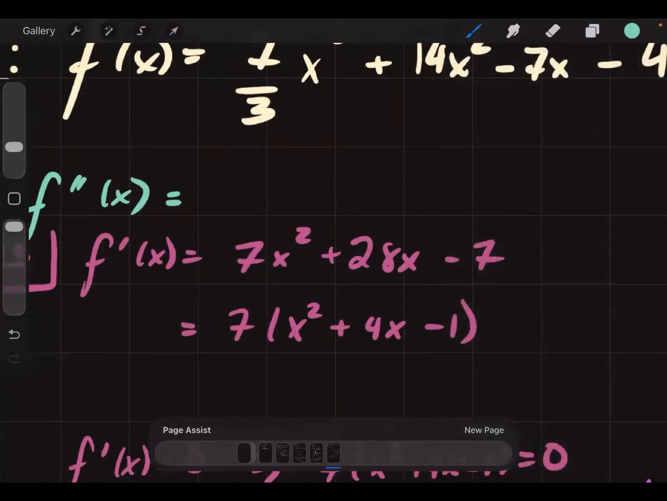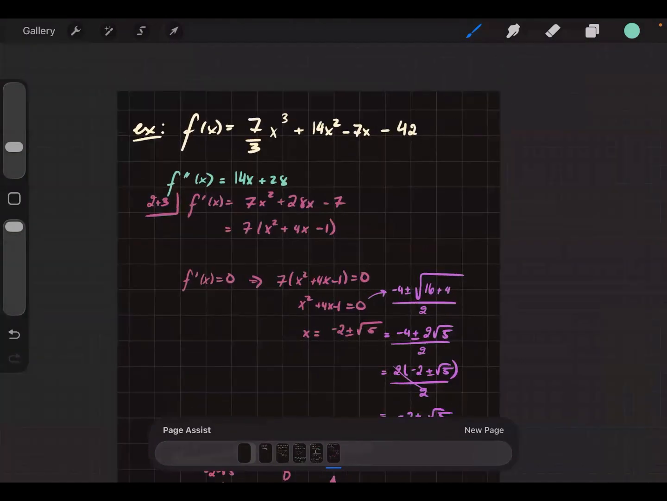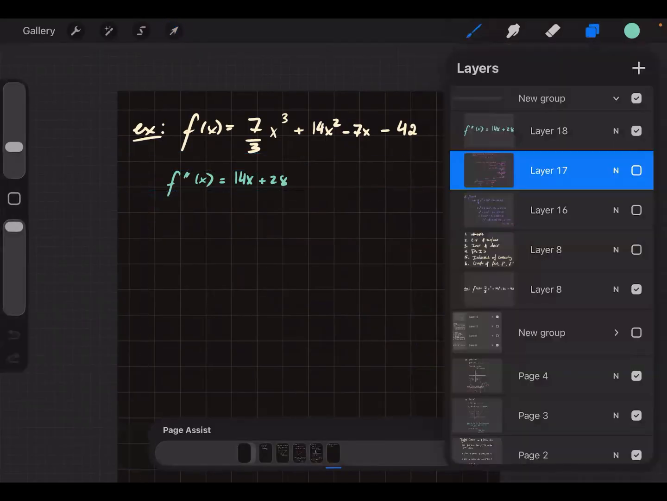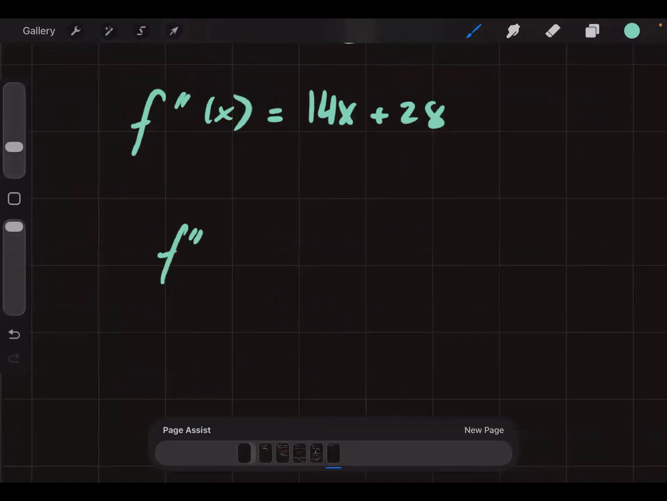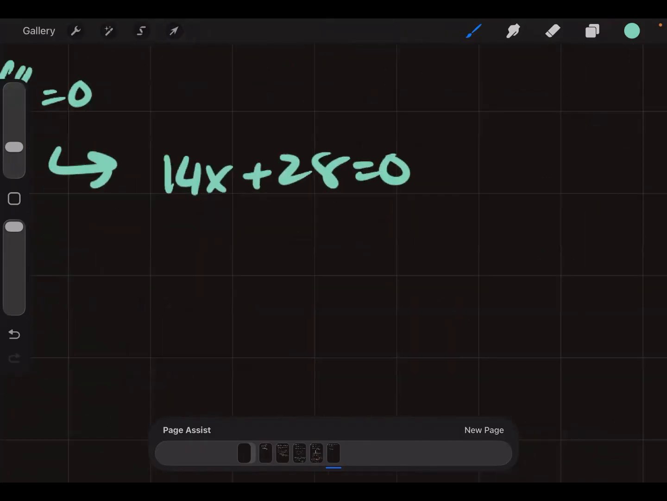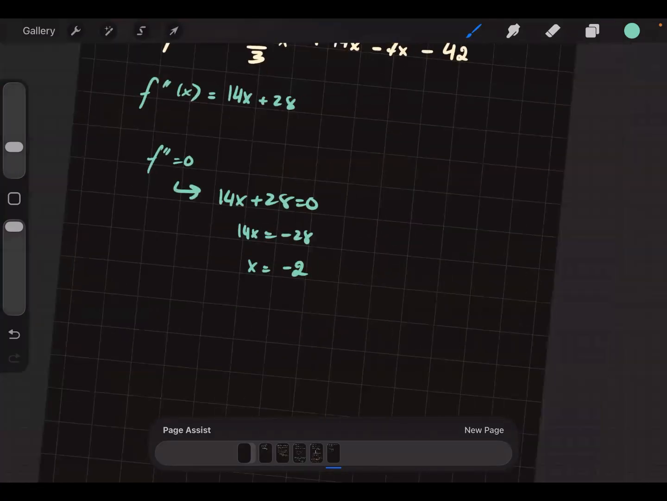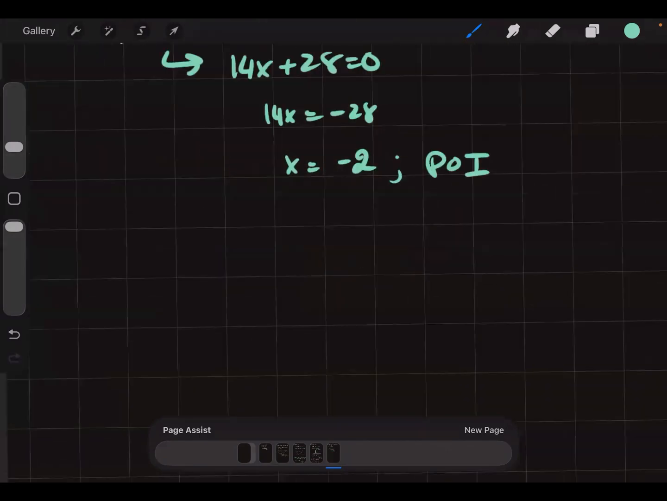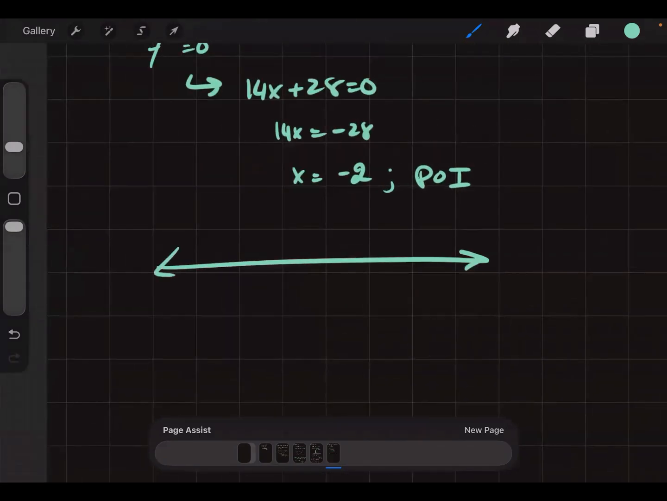And that is going to equal 14x plus 28. Okay? All right. When f double prime is equal to 0, you have 14x plus 28 is equal to 0. 14x is equal to -28. X is equal to -2. Okay? That's going to be your point of inflection. This function just happens to have 1. Okay? And now we'll talk concavity.